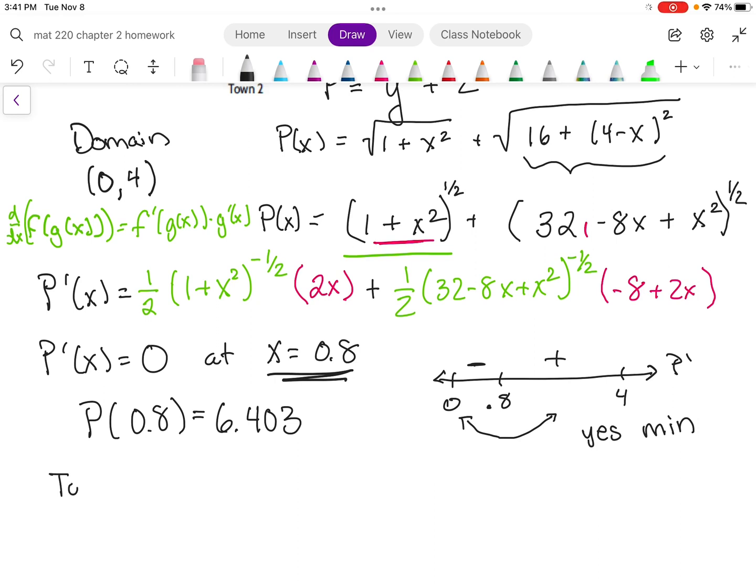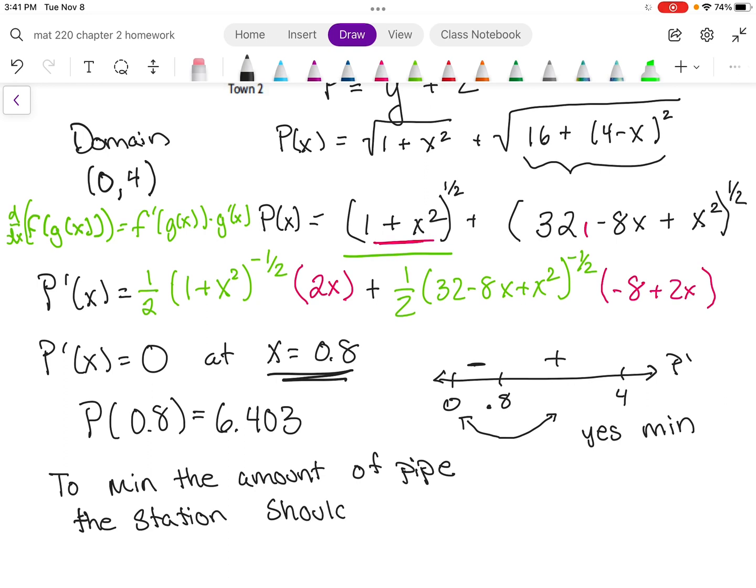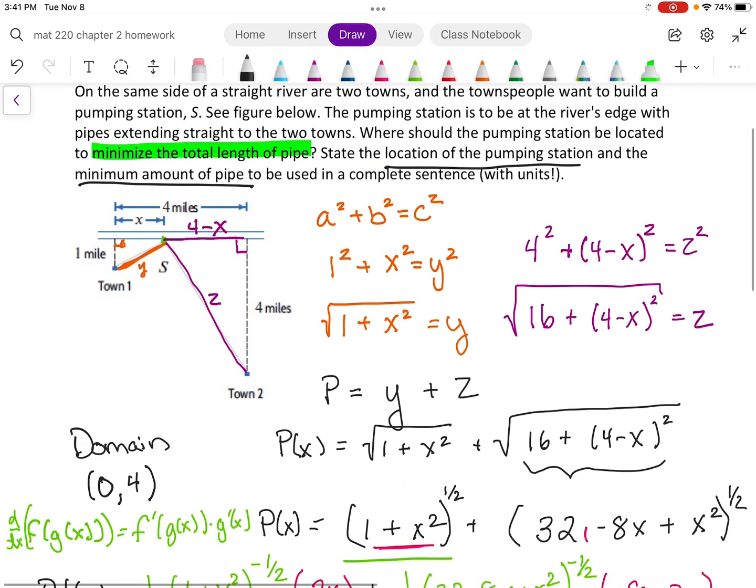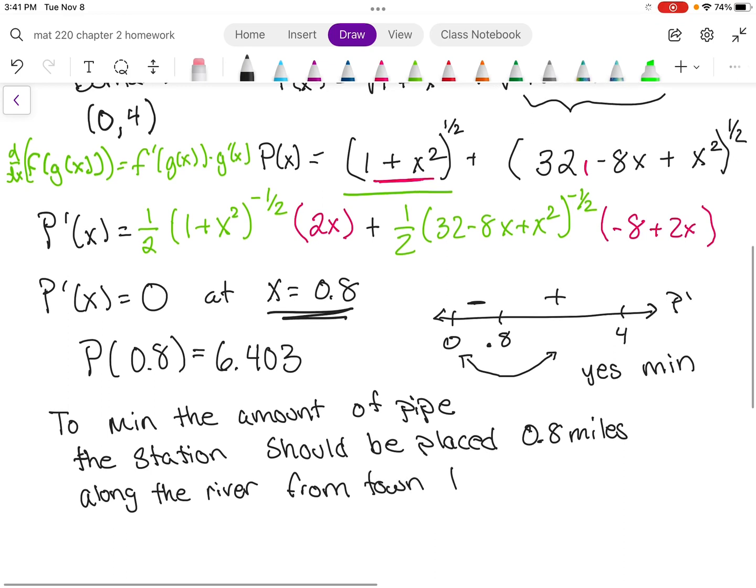To minimize the amount of pipe, the station should be placed 0.8 miles along the river from Town 1. And we would need 6.403 miles of pipe.